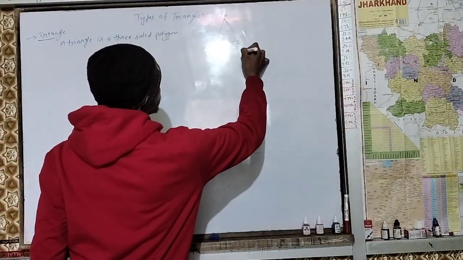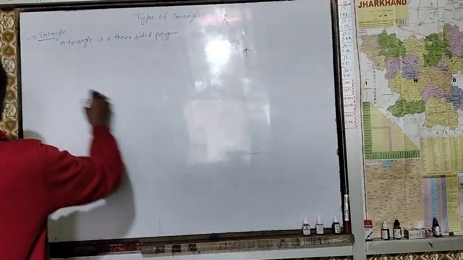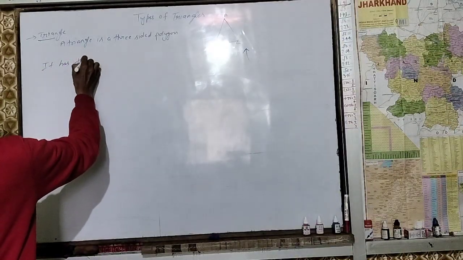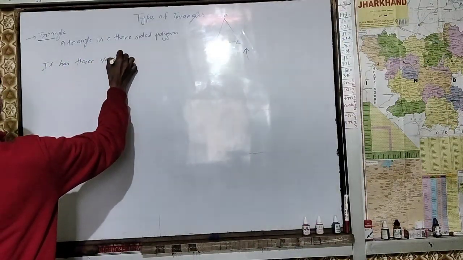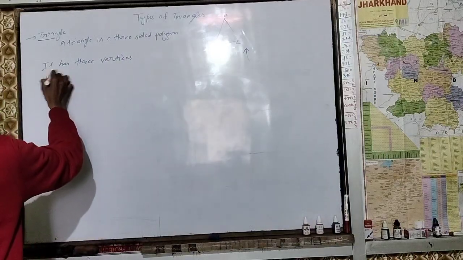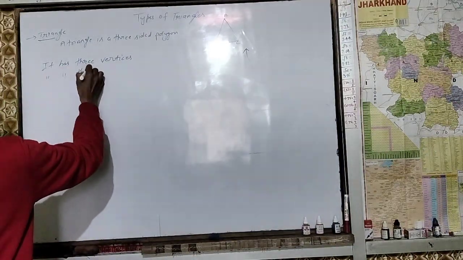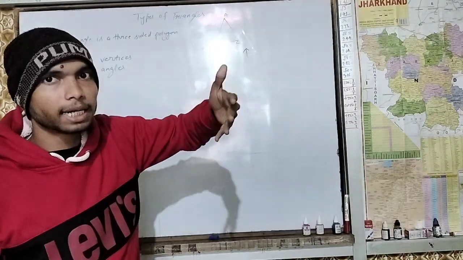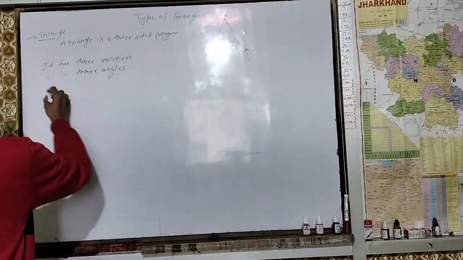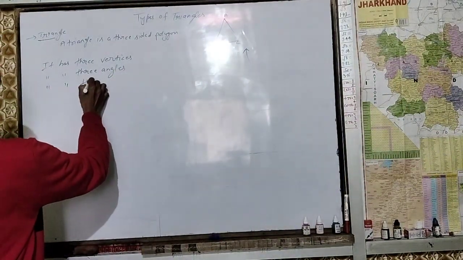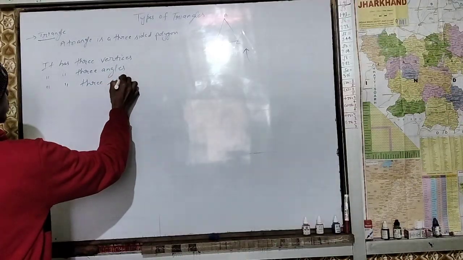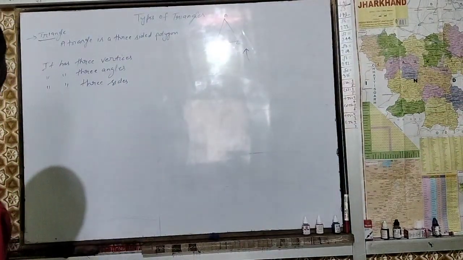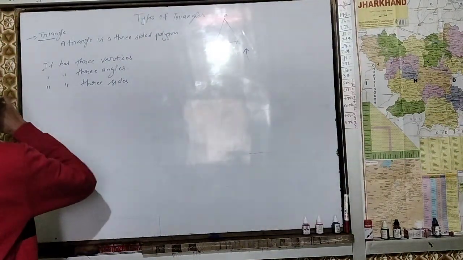From this figure, we are observing many things. One is that it has three vertices. It has three angles: three interior angles and three exterior angles. It has three sides: AB, BC, and AC. These are line segments.